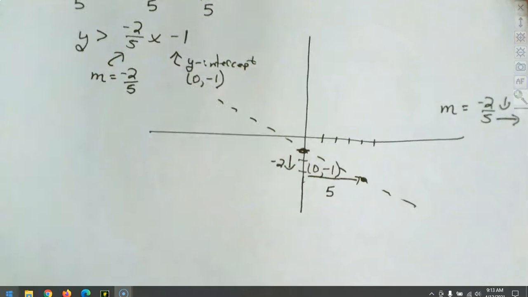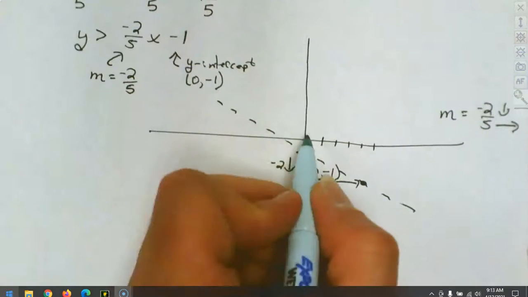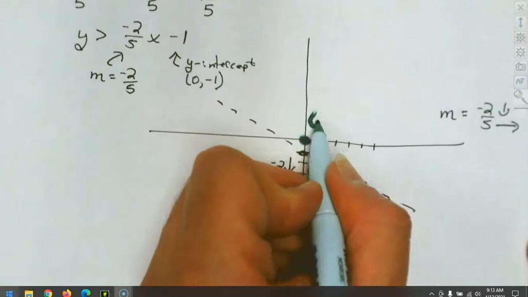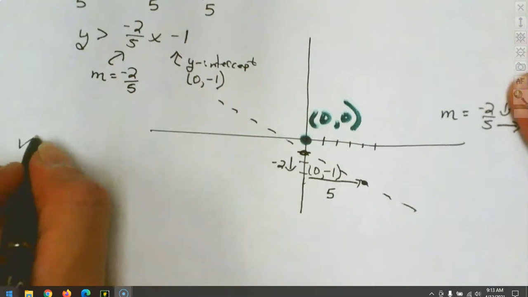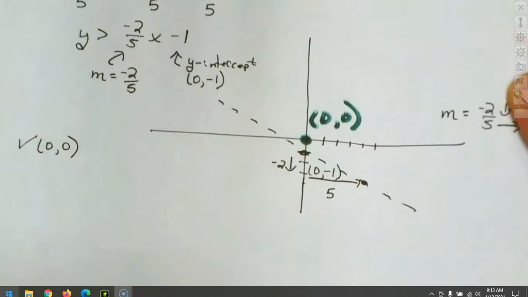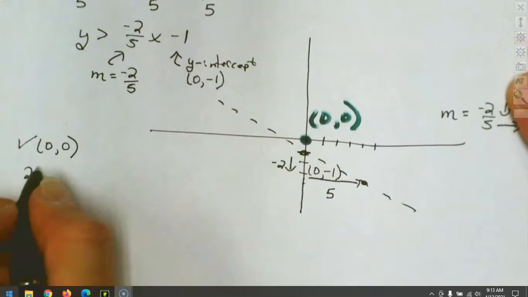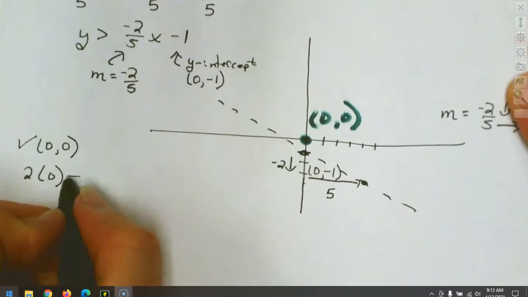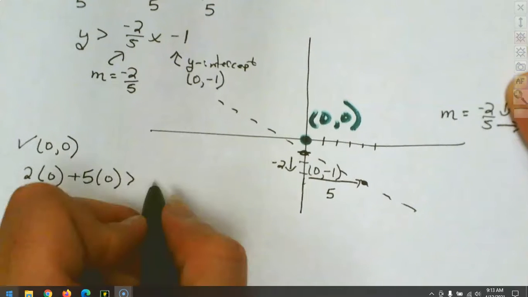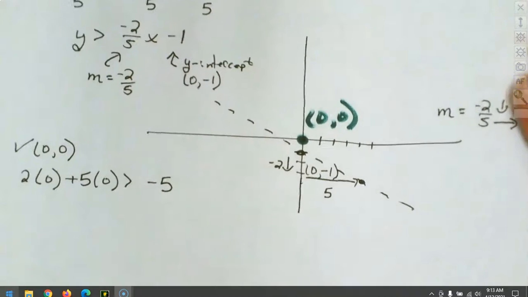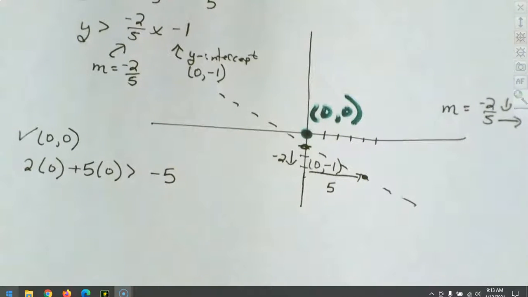We need to pick a point that's not on that dotted line. Well, the easiest point to pick is usually 0, 0. And we can use that because it is not on that dotted line. And we check 0, 0 back in the original. You can check it in the simplified form or just back in the original. I generally just have you check it back in the original. That way we don't have to worry about inequality signs.